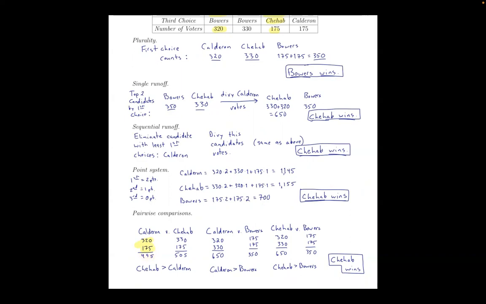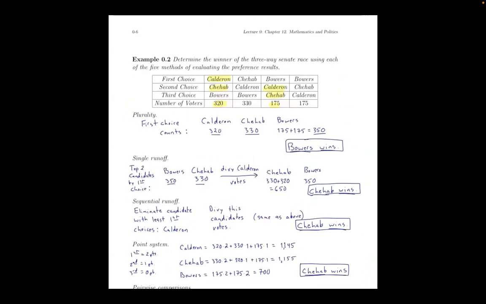Now we have to go back through and count the number of votes Shihab has over Calderon. So we look for every column that has Shihab over Calderon, and that's these. So we have 330 plus 175.